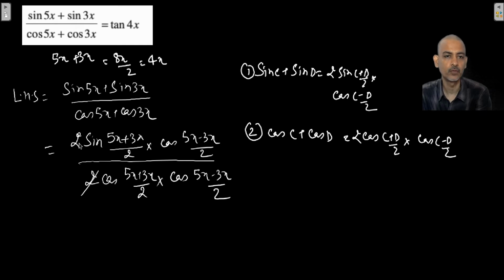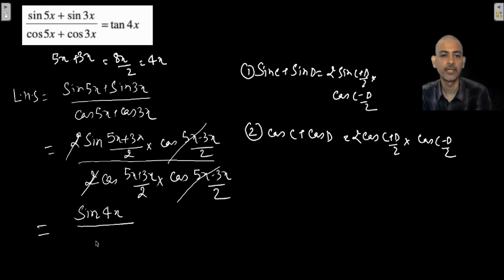So 2 will cancel out, and this is also cos of (5x minus 3x) by 2 in both, so that will also cancel out. Then the numerator will become sin of (5x plus 3x) by 2, which is 8x by 2, nothing but 4x, divided by cos of (5x plus 3x) by 2, which is again 8x by 2, which is 4x. And we know that sin 4x upon cos 4x is nothing but tan 4x, which is what we had to prove on the right hand side.